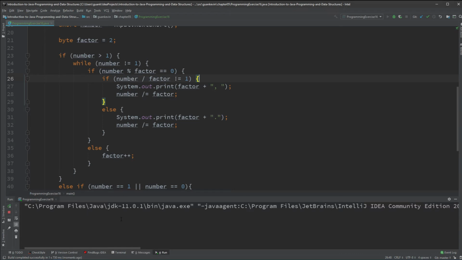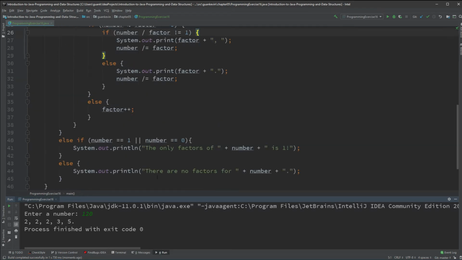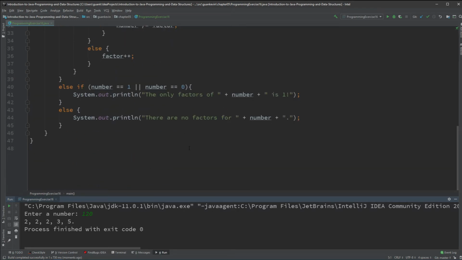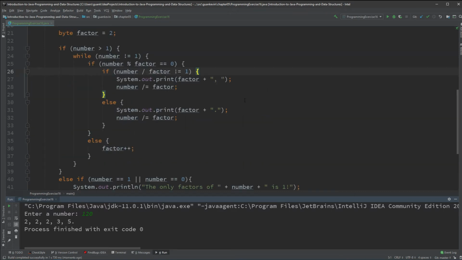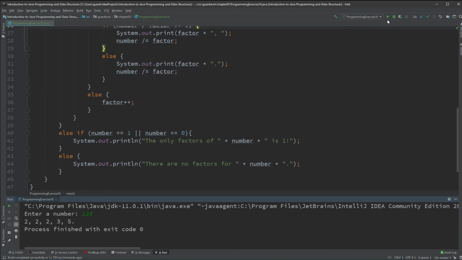All right, so let's try that again. 2, 2, 2, 3, 5. All right, so that is good. And let's do a check. All right, so we satisfy all cases for any number that's greater than 1, so 2.